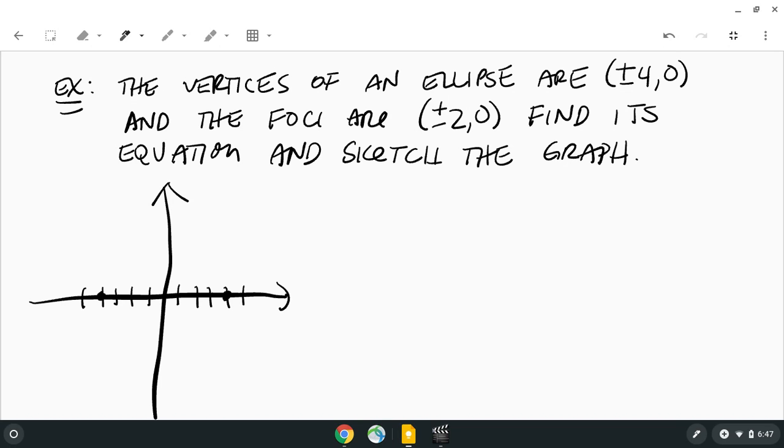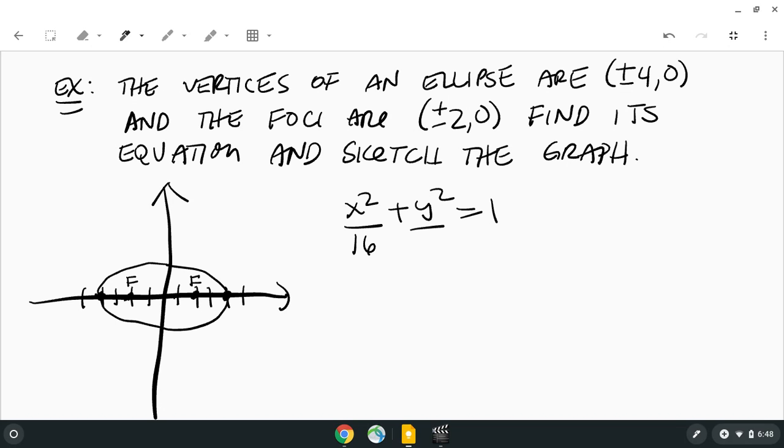And then the foci are at 2, 0, and negative 2, 0. Okay, since those are the vertices, it means it's longer horizontally than it is vertically. So it's kind of something that looks like this. So that means we have to find these guys, the denominators. Well, we know the horizontal length. Okay, so 1, 2, 3, 4. So this has to be 16, right?